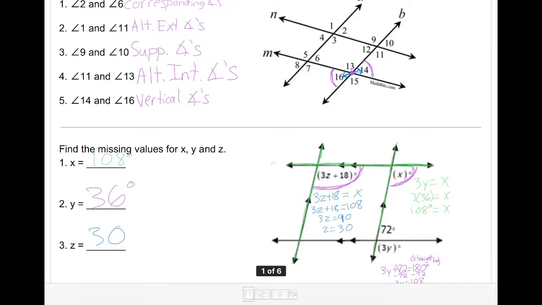So there are the answers for the second section.